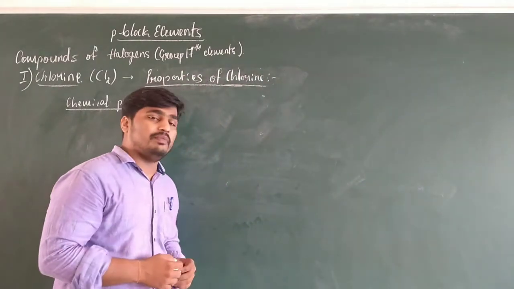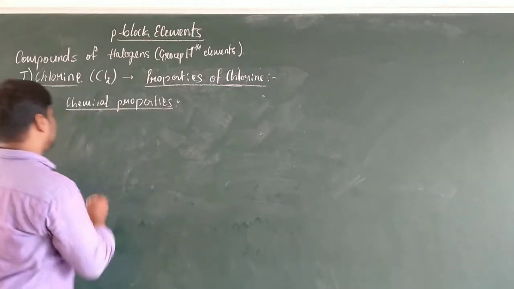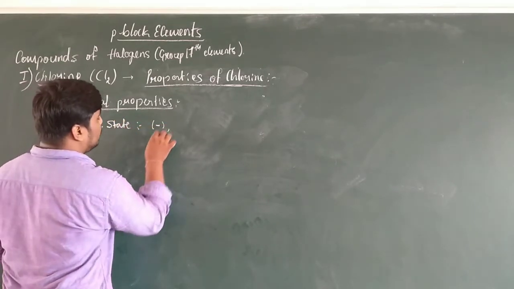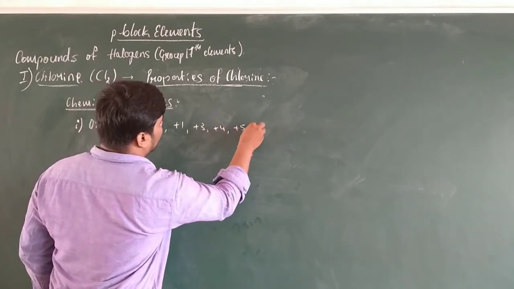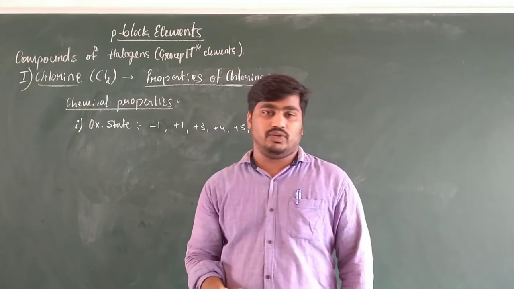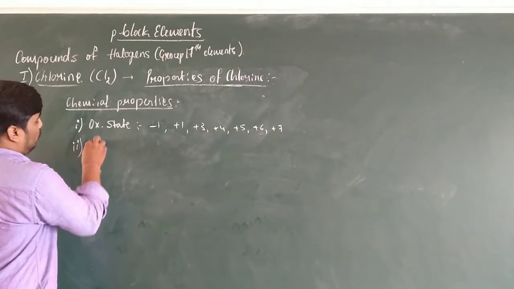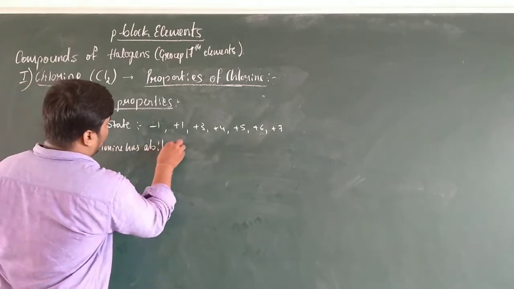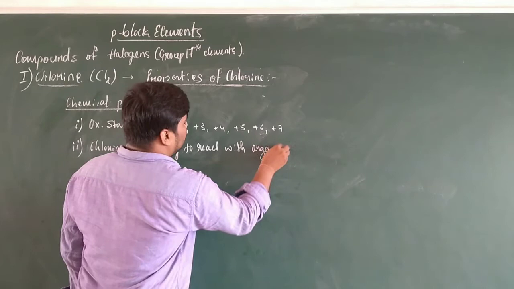Okay, let us discuss the chemical properties. Under the chemical properties, the first thing is oxidation state. It shows -1 oxidation state, next +1, +3, +4, +5, +6, +7 oxidation states. So there are multiple oxidation states in the case of chlorine. Next is the reaction towards different elements. Chlorine has the ability to react with organic substances, organic compounds.